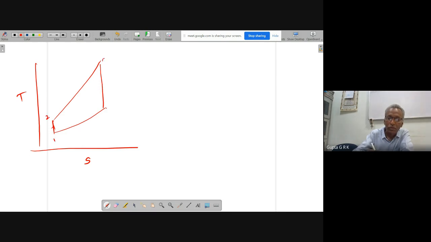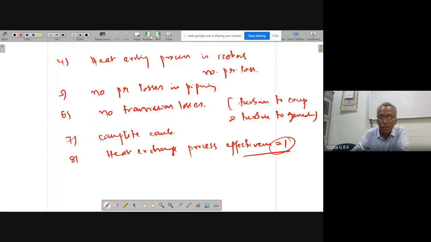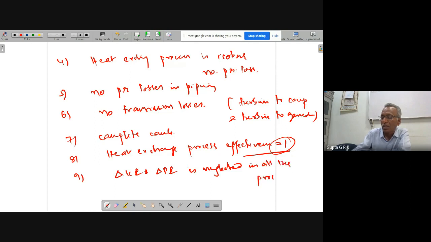This is 1, 2, 3, 4: WC, WT, QH, QL. Okay, and another assumption I forgot here: the change in kinetic energy and change in potential energy is neglected in all the processes. So this is also another assumption. Okay, it's an important assumption.